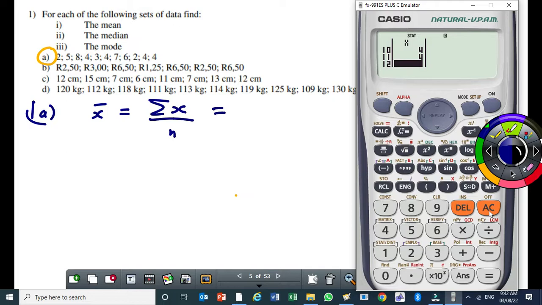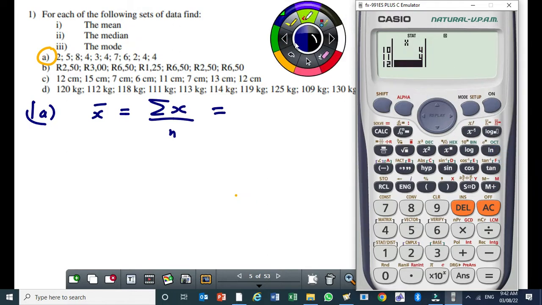Can you pay attention, please? Once you finish putting in the data set, you've got 2, 4, 6, 8, 10, 11. There are 11 values, right? Once you put in the data set in the calculator, you must press AC.